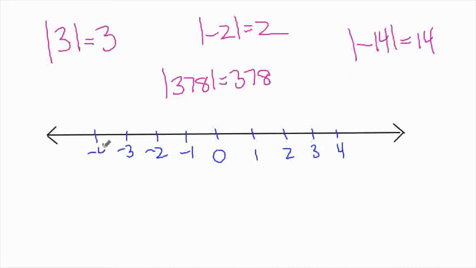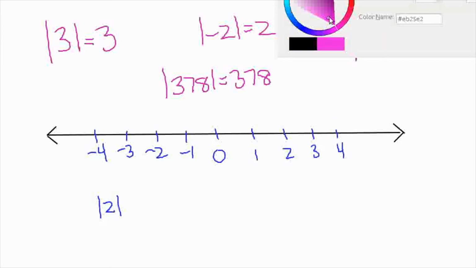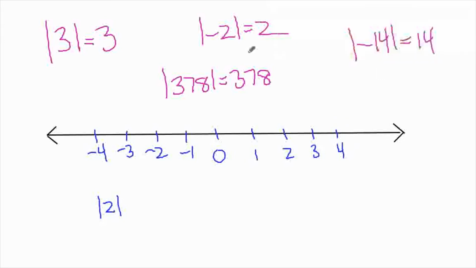For example, let's do the absolute value of 2. How far is 2 from the 0? Well, if you could get a ruler, you could see that there's 2 hops, or 2 units of distance, from the 2 to the 0. So therefore, the distance of the number 2 from the 0 is 2.